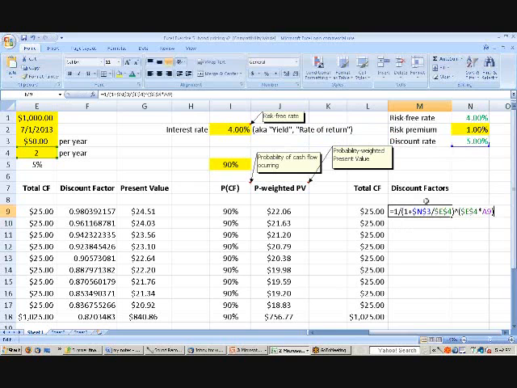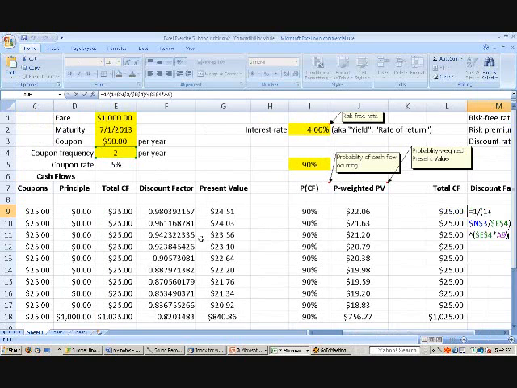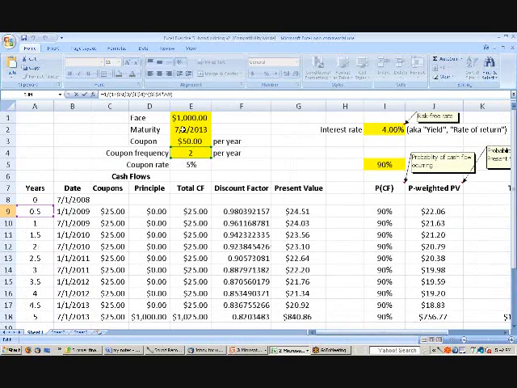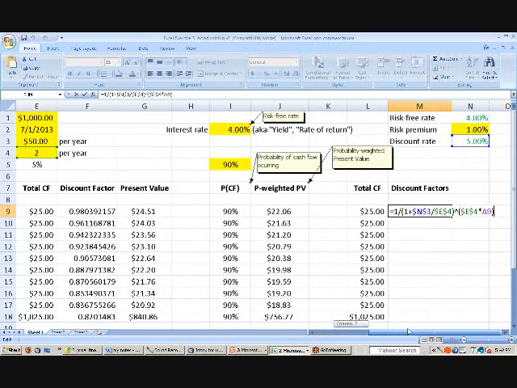And let's just double check that everything else looks right. So the discount factor is 1 over 1 plus N3, which is our discount rate, divided by E4, which is our compounding frequency. And then that is raised to the power of E4 times A9. So compounding frequency times the number of years that have elapsed. So that all looks right.